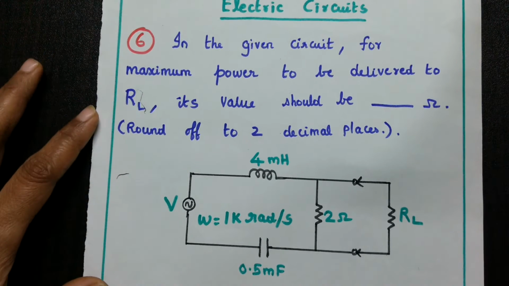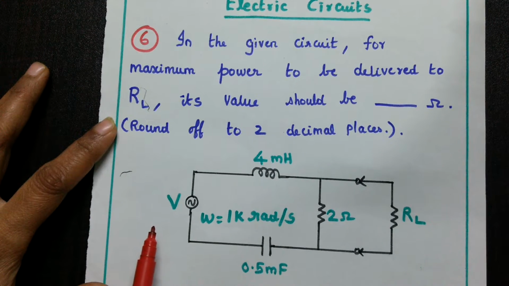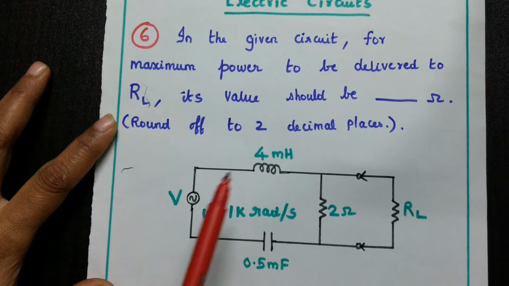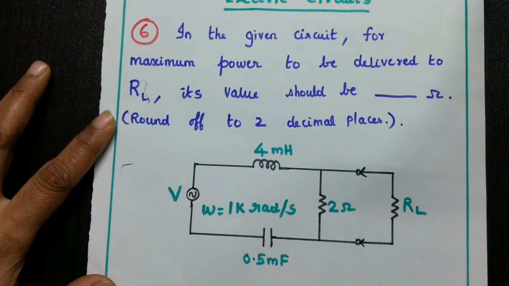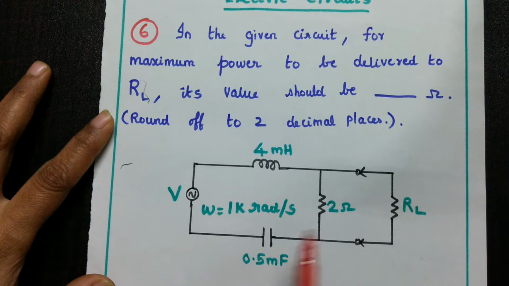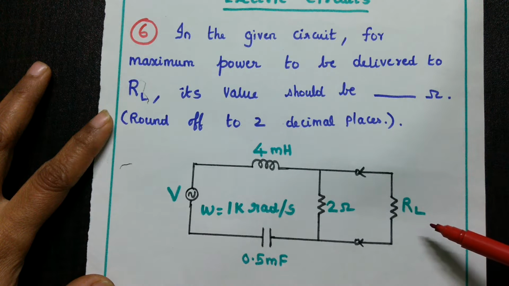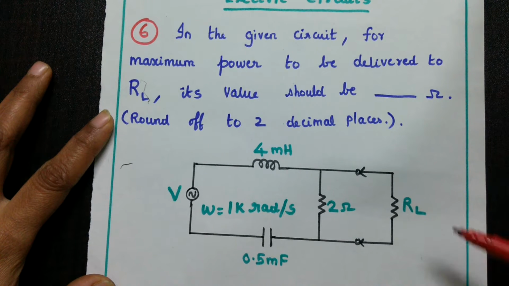The circuit is given here. An AC voltage source is given. The frequency is given as omega equal to 1k radian per second, and the inductance is given as 4 millihenry. The capacitance is given as 0.5 millifarad, and 2 ohms is connected across the voltage, and RL is connected here. We have to find the value of RL for which the maximum power is delivered.